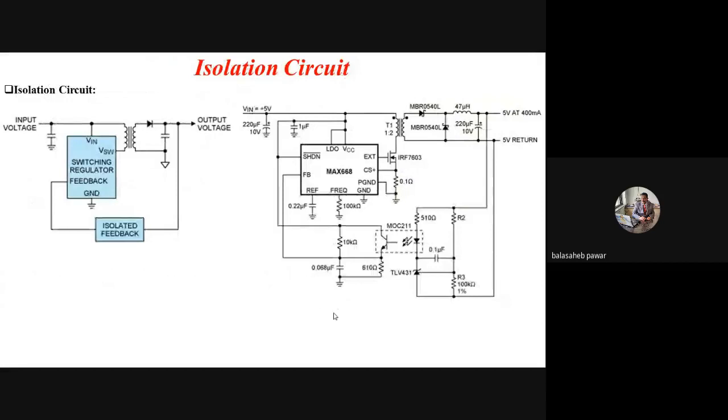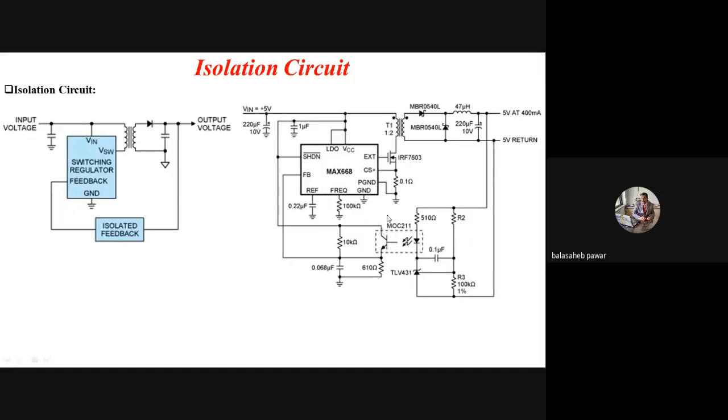Now the next topic is the isolation circuit. It is also very important while designing that SMPS. Okay, you will observe there is a feedback while studying the block diagram of SMPS. Already I mentioned there is a feedback between the output and the switching element. Okay, you will observe again in this circuitry where the isolation circuit is. See, you will observe optocoupler MOC 211. This is one example of an optocoupler.